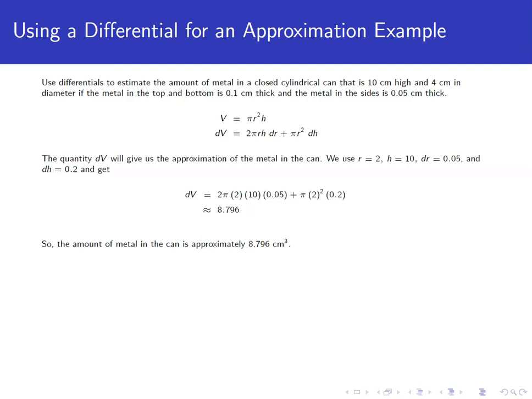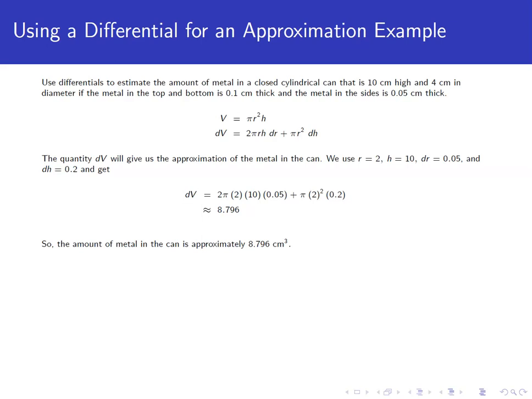In this video, we're going to look at an example of using a differential in an application problem to figure out an approximation. So we've got a closed cylindrical can. We're going to make it out of metal. The can is to be 10 centimeters high and 4 centimeters in diameter. The top and bottom need to be 1/10 of a centimeter thick, and the side needs to be 5/100ths of a centimeter thick. And we're going to use differentials to estimate the amount of metal.